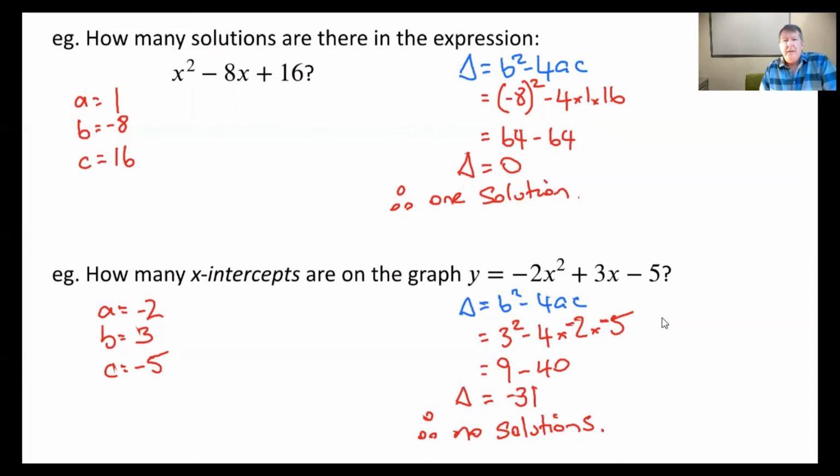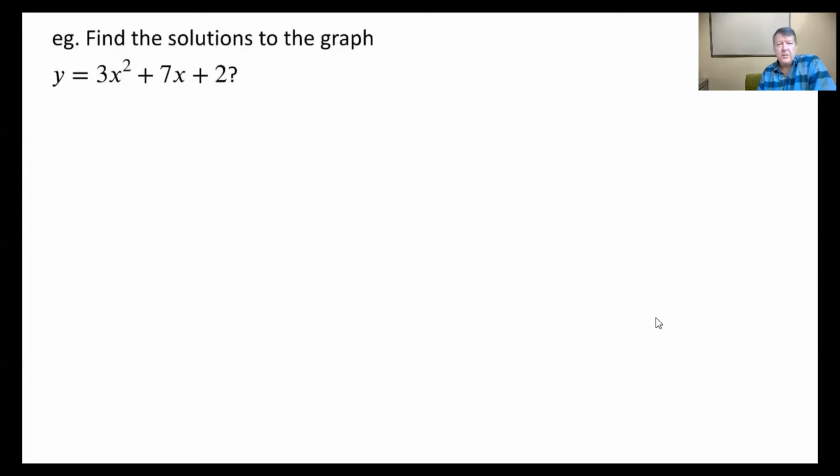All right, let's go to the next step, using the quadratic formula. So we have a question here. Find the solutions to the graph y equals 3x squared plus 7x plus 2. So first thing we're going to do, yes, we're going to find our discriminant. So delta equals B squared minus 4AC, which will tell us how many times we have to use the quadratic formula. So our A value equals 3, our B value equals 7, and our C value equals 2.